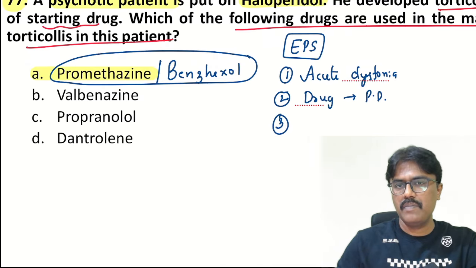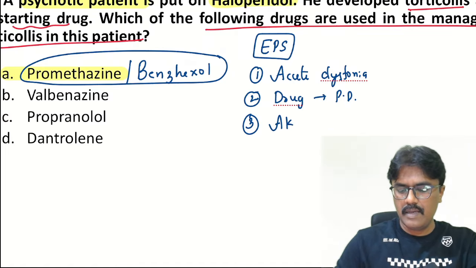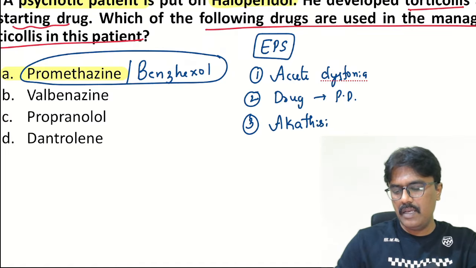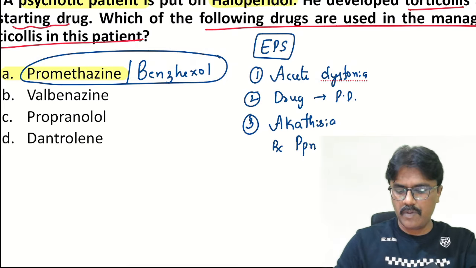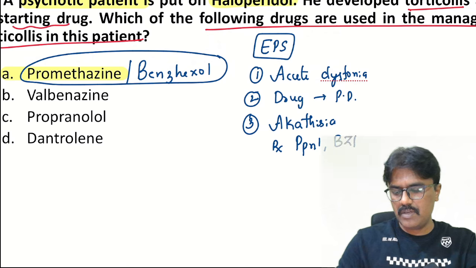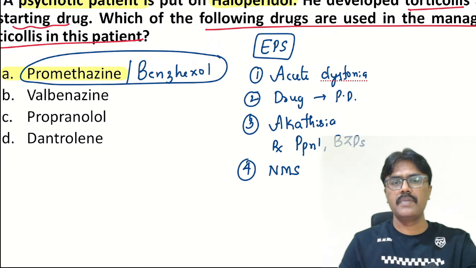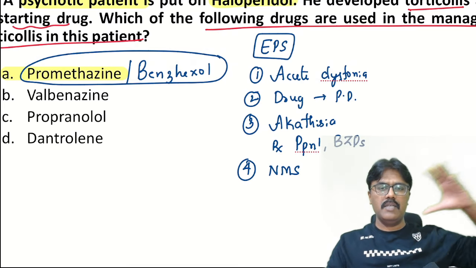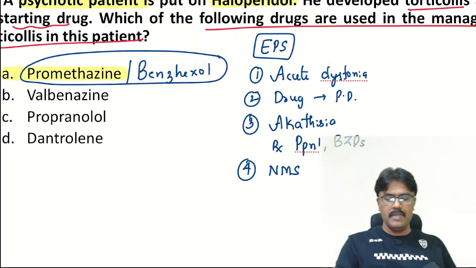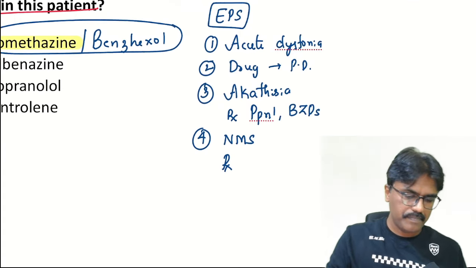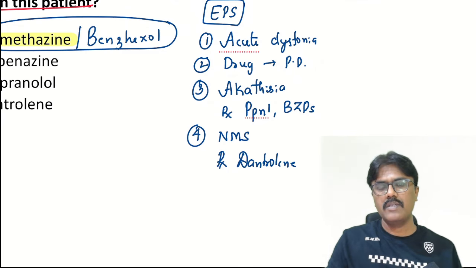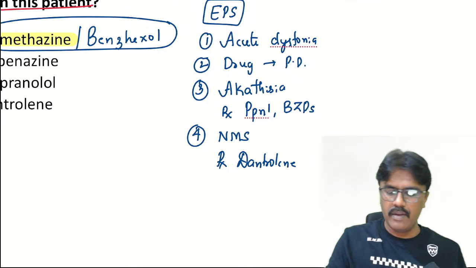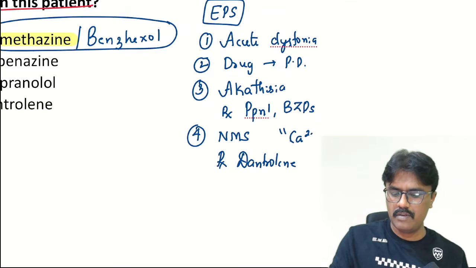Third problem they develop is akathisia, inability to sit at one place. How do you treat that? We use a beta blocker called propranolol, or we sedate the person with benzodiazepines. Fourth problem is neuroleptic malignant syndrome. Here the body temperature goes up, muscle rigidity, myoglobinemia will happen. The treatment for that is dantrolene sodium. It blocks ryanodine receptor 1. And the ion responsible for this is calcium ion, in neuroleptic malignant syndrome.